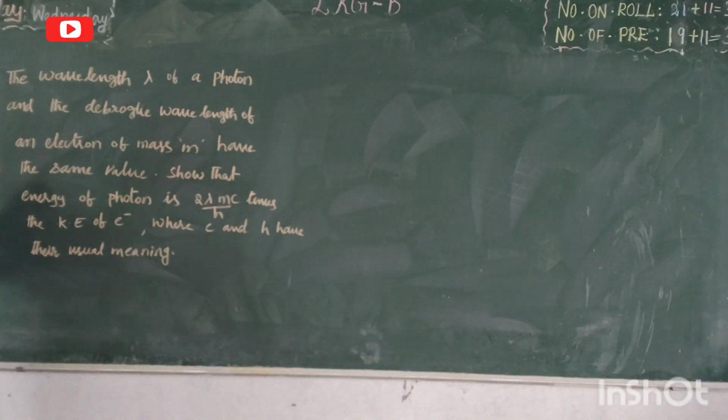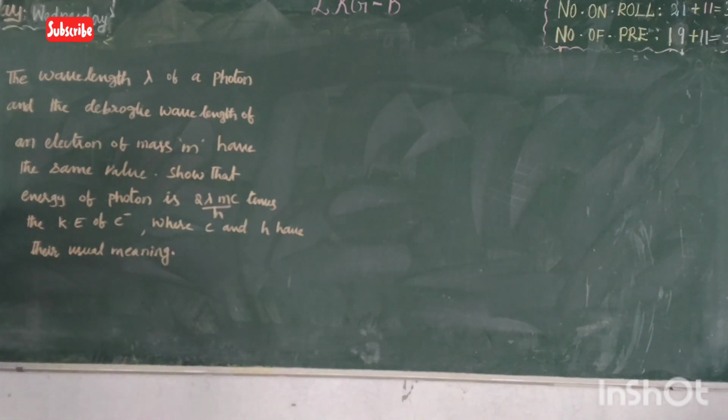Today we discuss a problem in physics. The wavelength of a photon and the de Broglie wavelength of an electron of mass m have the same value. Show that the energy of the photon is 2 lambda mc by h times the kinetic energy of the electron, where c and h have their usual meaning. So this is the problem.